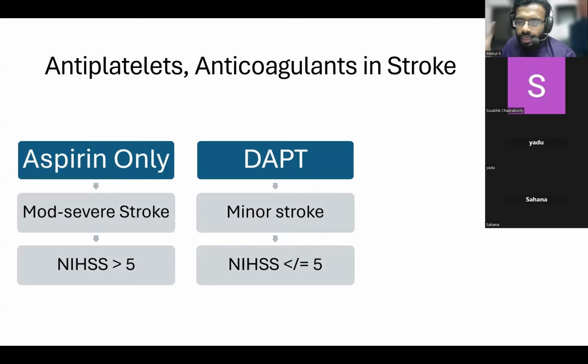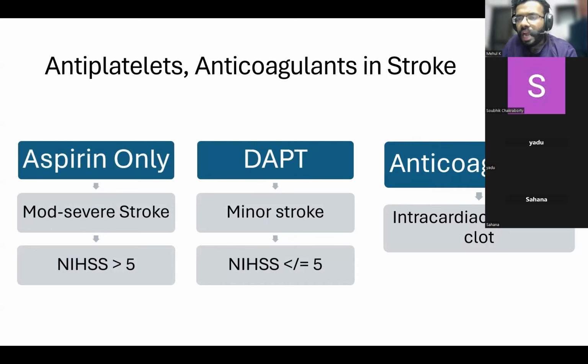If it is a minor stroke, you can start both. This is difficult to understand because if you read TIA management, it is like the opposite. When it comes to ABCD2 score and TIA, but in stroke, severe stroke, only aspirin, minor stroke, aspirin plus clopidogrel. Anticoagulants basically only if you have a cardioembolic kind of stroke. Only then will we start thinking about anticoagulants purely for stroke.